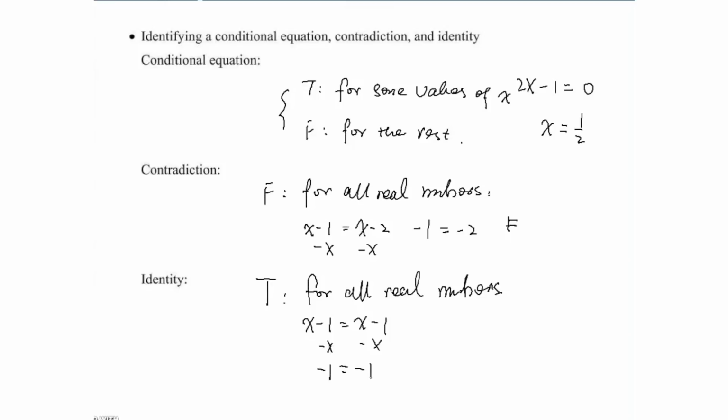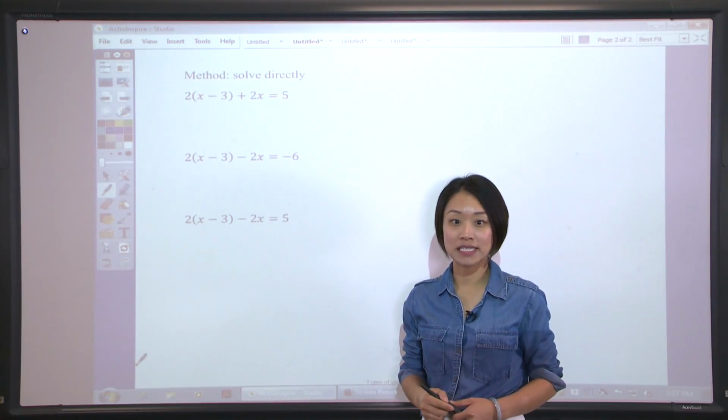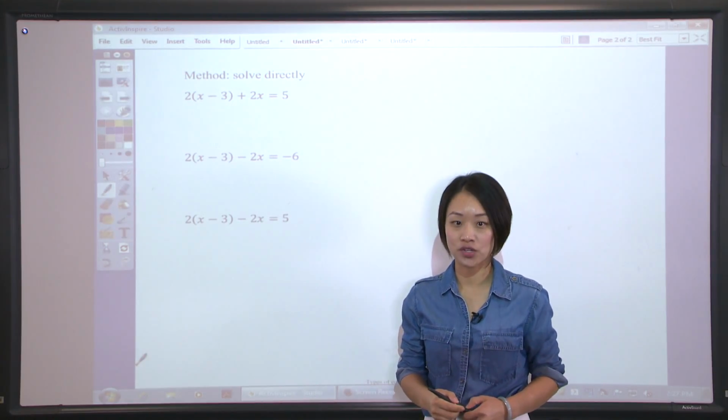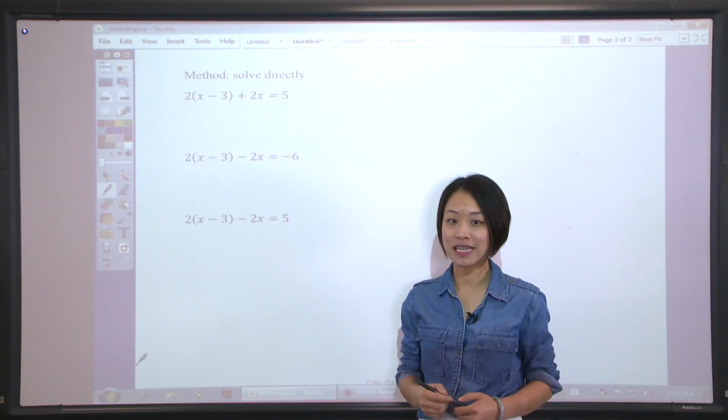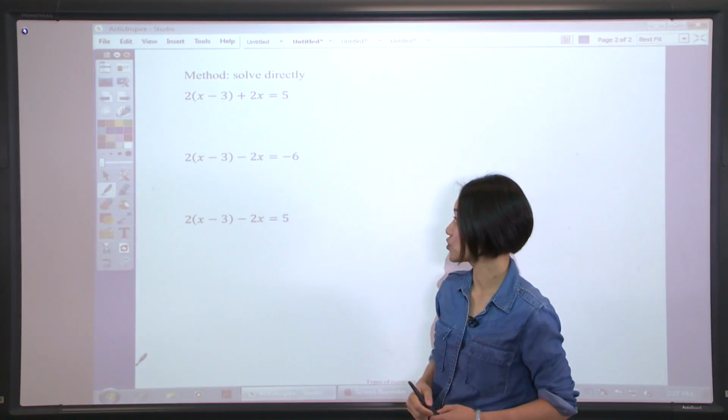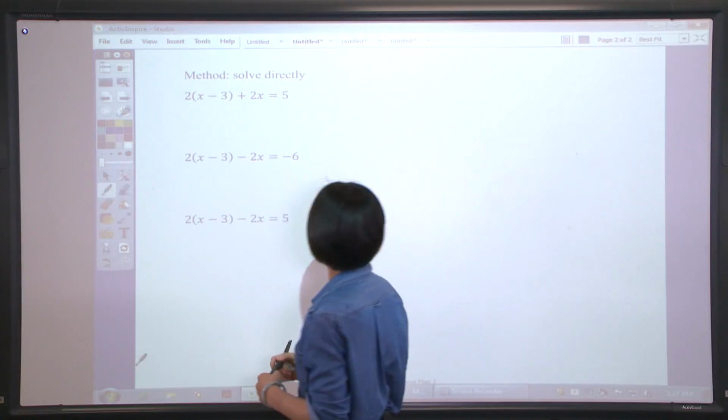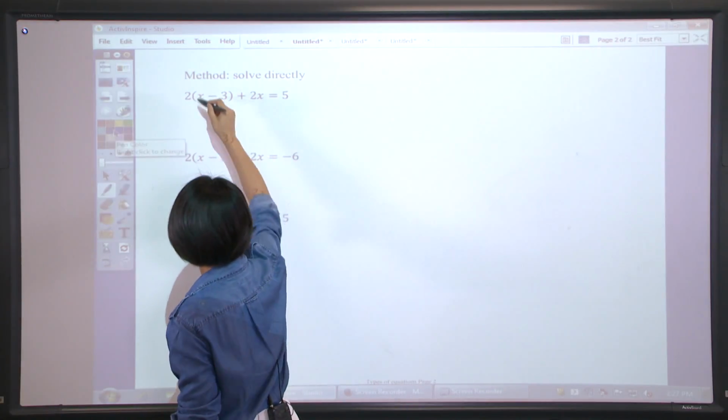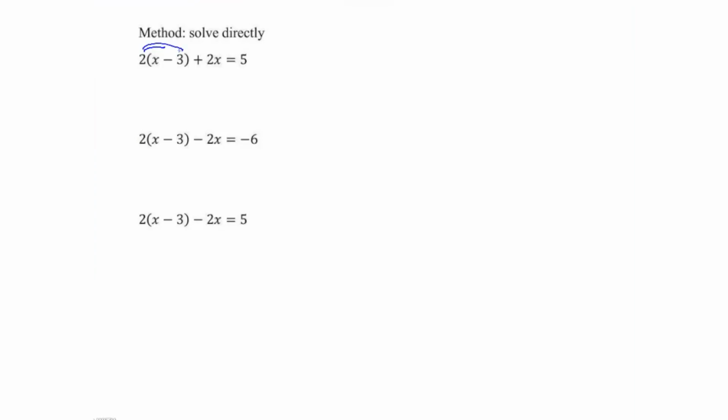Let's talk about how to identify different types of equation. The method would be easy, that is, solve it directly. Let's try the following three examples. The first one, let's distribute 2. So 2x minus 6 plus 2x equals 5. And then let's combine the like terms. 4x minus 6 equals 5.